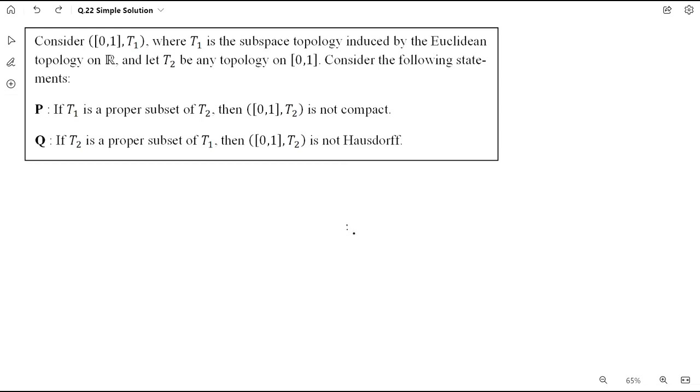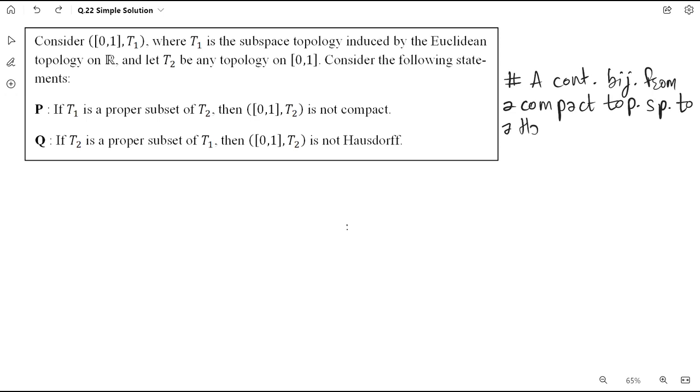Hello friends. So it turns out that there is a simple and easy solution for question 22 that we solved in the last video. Basically this solution makes use of a standard theorem in topology, which is: a continuous bijection from a compact topological space to a Hausdorff topological space is a homeomorphism.